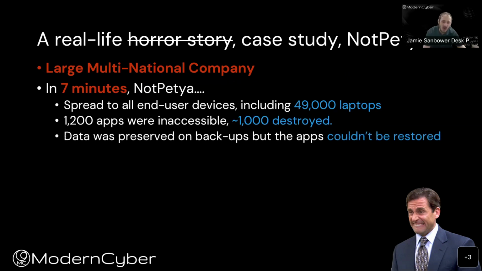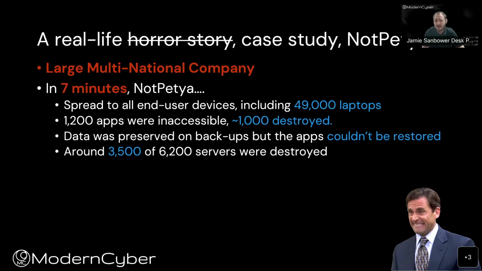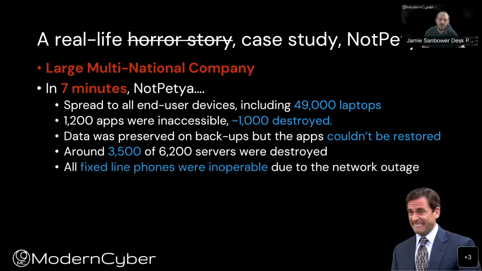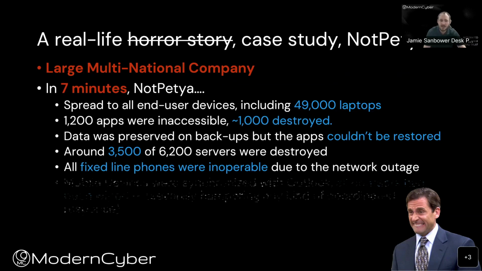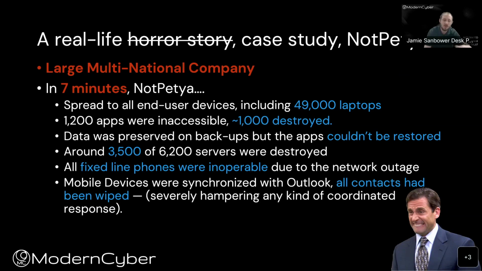Data was on the backups, but a lot of it ended up not being able to be restored. Around 3,500 of their 6,200 servers were destroyed, and all fixed phone lines were inoperable because of the network outage that NotPetya caused. To make matters worse, the mobile devices of operators, security teams, and help desks were all synchronized with Outlook, which had been encrypted and wiped.